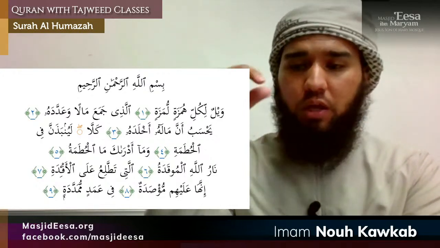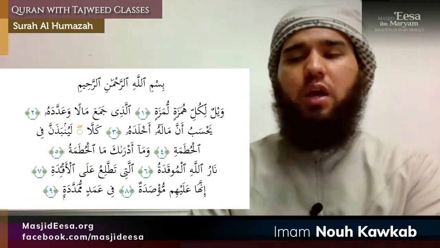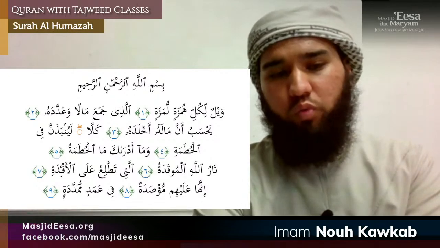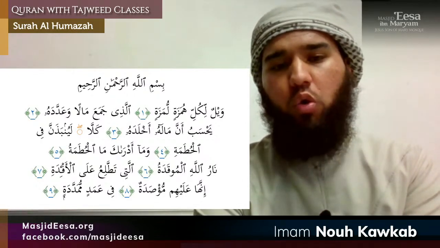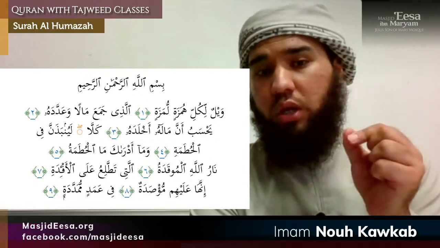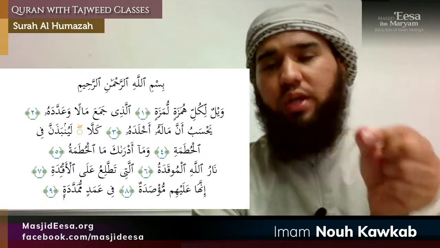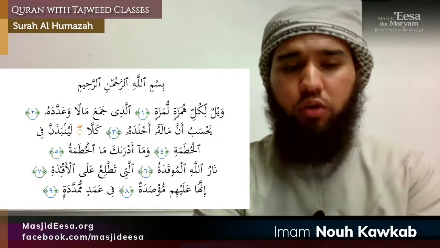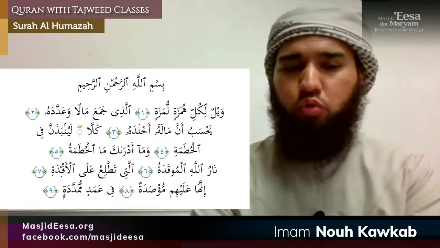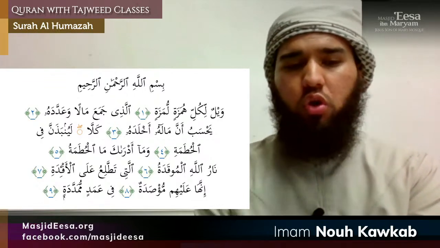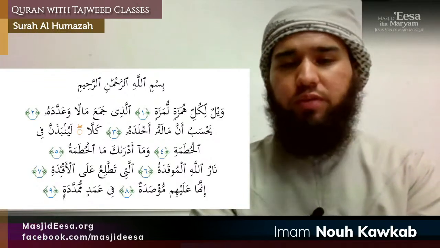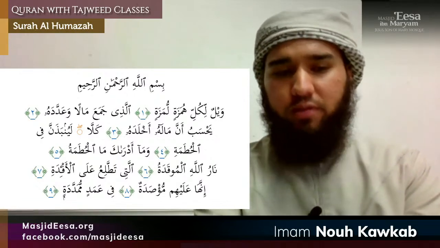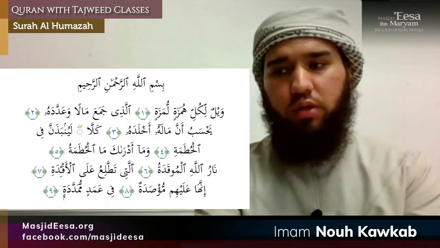Why? Because of this noon sakin, because there's a ba coming after this noon sakin, and because of that ba, this noon sakin sound will get changed to mim. La yumbadan. Instead of saying la yun, we say la yum. Noon gets changed to mim. You can also see a small little mim on top of noon, and that is because of that. So when we're reciting it, we recite it with the sound of mim, because of the ba that is coming after it. The ba makes the sound of noon into mim.